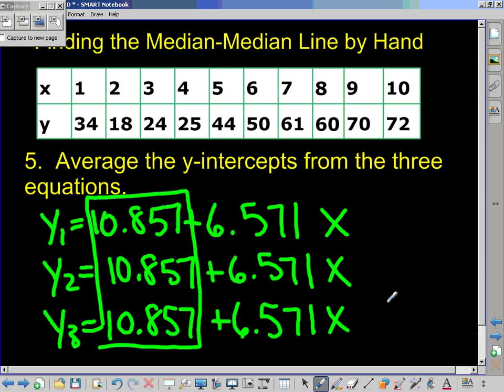It took us about 13 minutes to do that process. Now you know why smart people all over the world helped to program these calculators for us to do some of the work. But that's the behind-the-scenes look at what the median line is and how it's found.